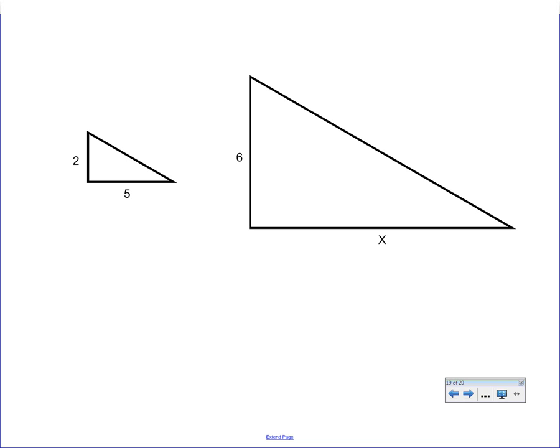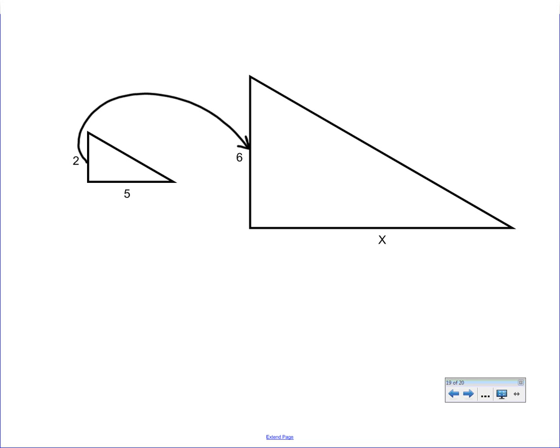How many times bigger does the big triangle look than the small one? 2, 2.5, maybe 3 times. Okay, well, we've attached some value to it. The 2 is in the 6's. These are the corresponding sides. So now we can find the scale factor.